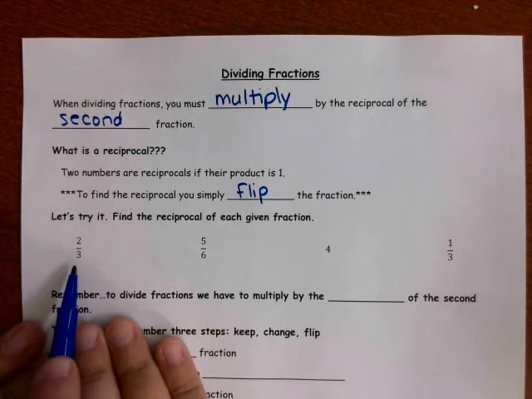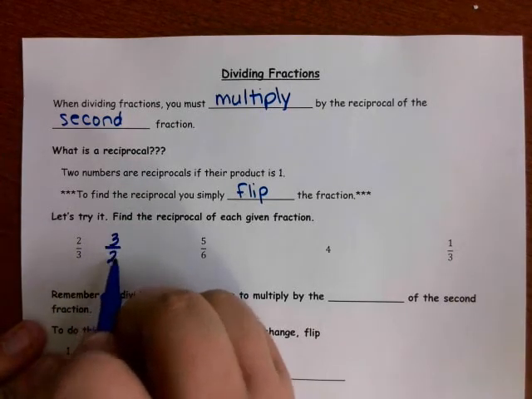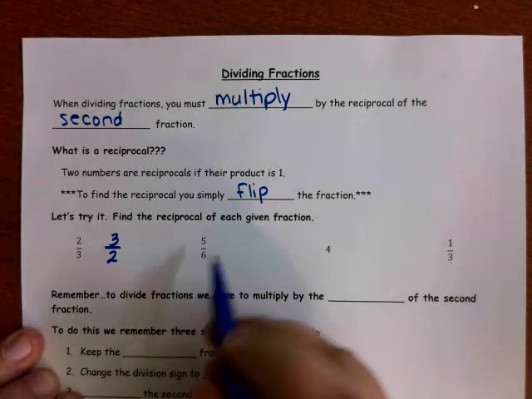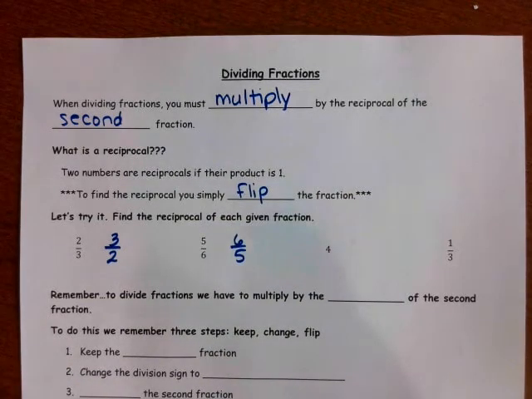We have 2/3. So all we're going to do is flip those numbers. So the reciprocal is 3/2. We have 5/6, so we're going to flip that. Our reciprocal is 6/5.